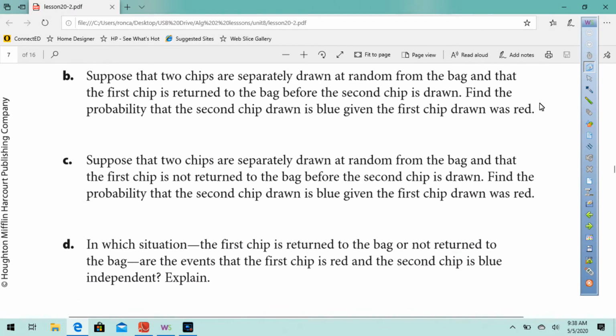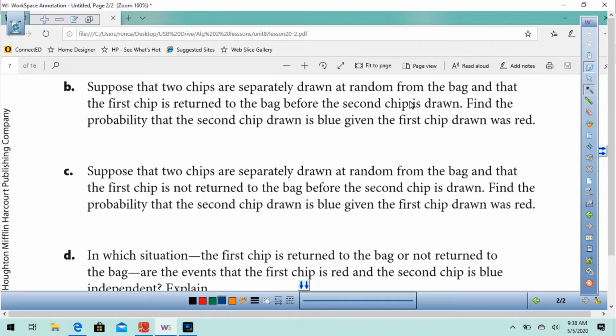1b. Suppose that the 2 chips are drawn separately at random from the bag, and that the first chip is returned to the bag before the second chip is drawn. Find the probability that the second chip drawn is blue, given the first chip drawn is red. So we're going to do the probability that it's blue, given red, the first one. Okay.